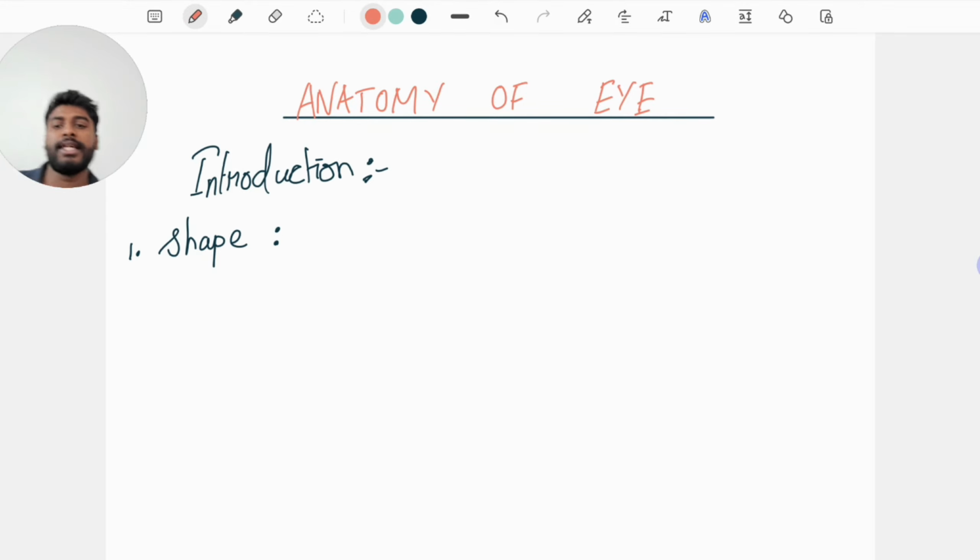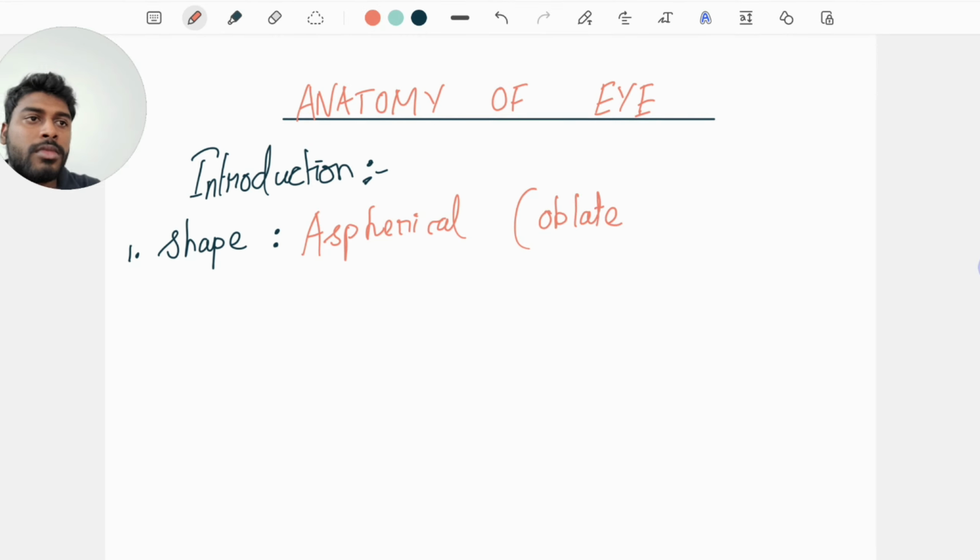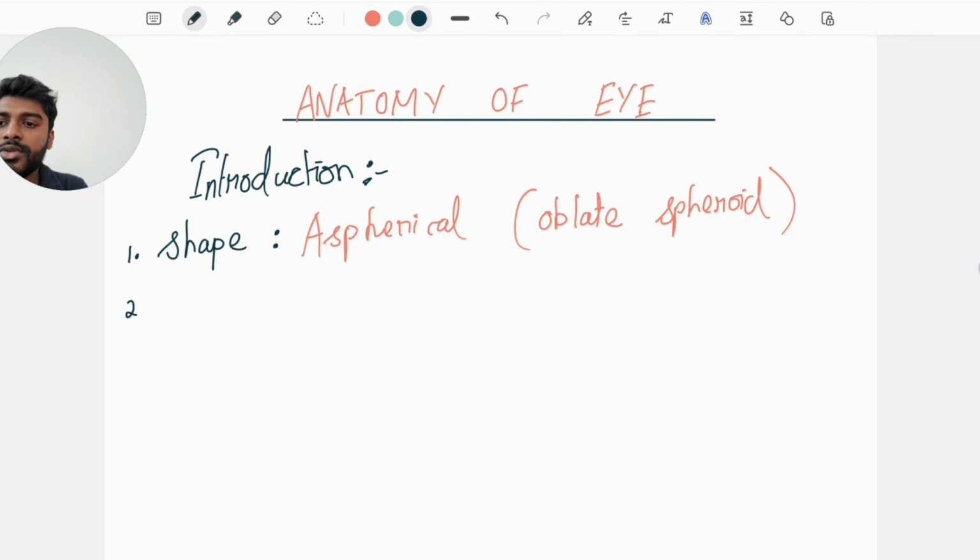If you say it is a cricket ball, your answer is wrong. The shape of the eyeball does not look like a cricket ball. It is not spherical, it is aspherical. To say exactly, the shape is called oblate spheroid.